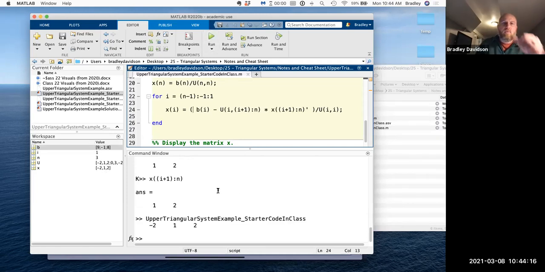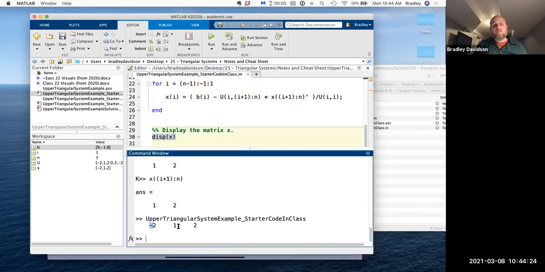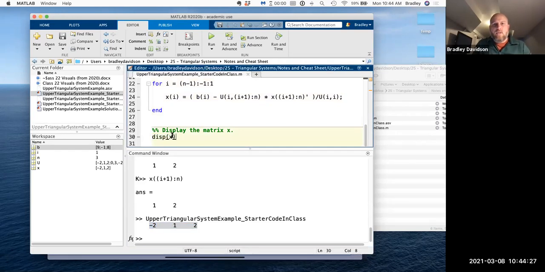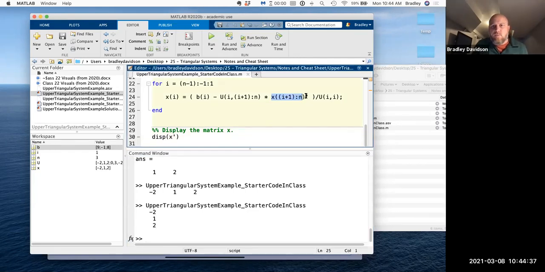All right, that's great. So what we have here is it ran, and in our display, we're displaying x, which is -2, 1, and 2, and we can even display this as a column. Okay, -2, 1, and 2. All right, so I had to troubleshoot some matrix dimensions there to be able to make this happen.